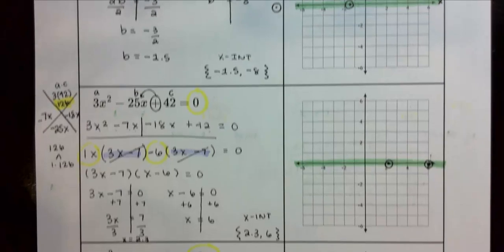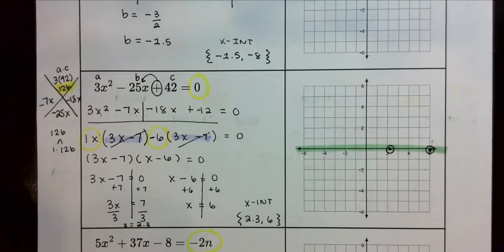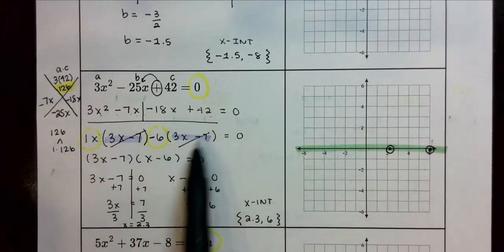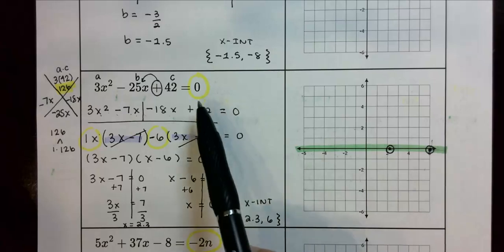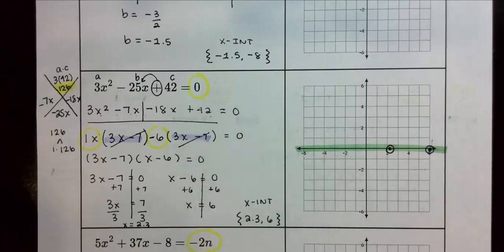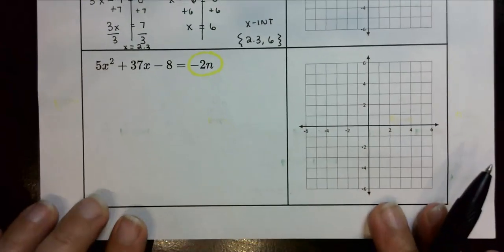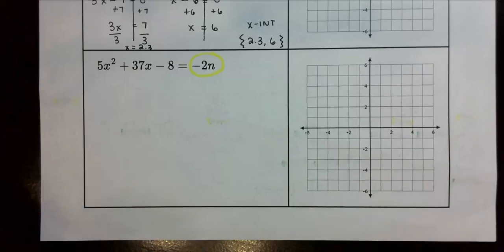We were able to factor and then factor by grouping, set both of our parentheses equal to 0, and find both of our x-intercepts because there was a 0 here. And notice that this example right here does not have a 0 there. So how do we create a 0?